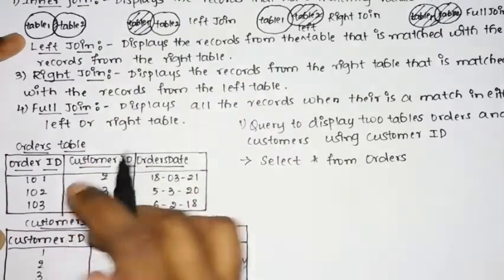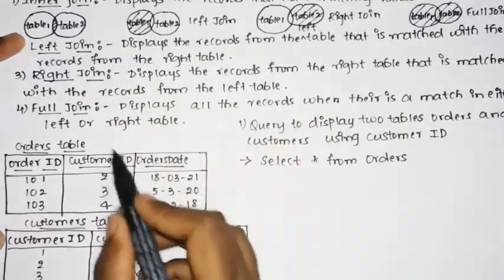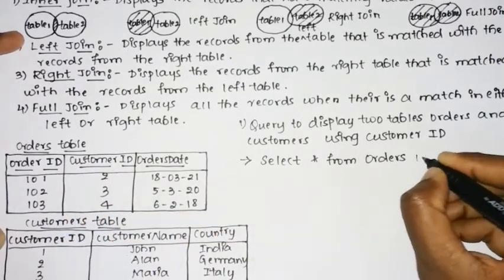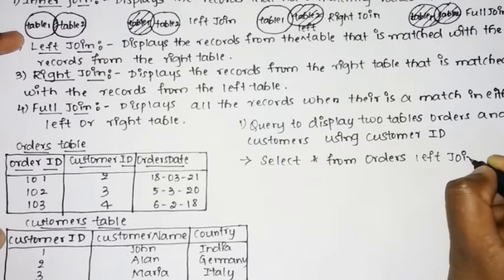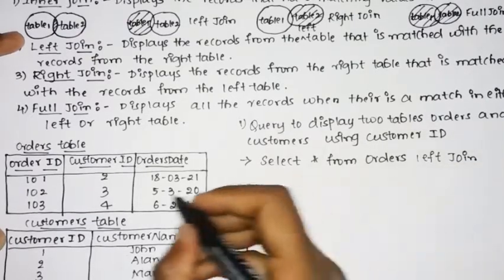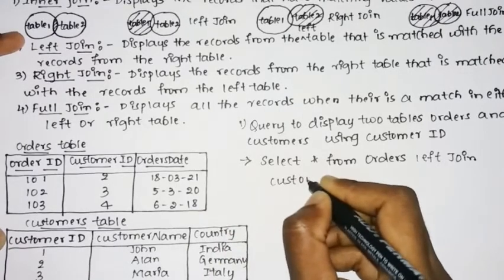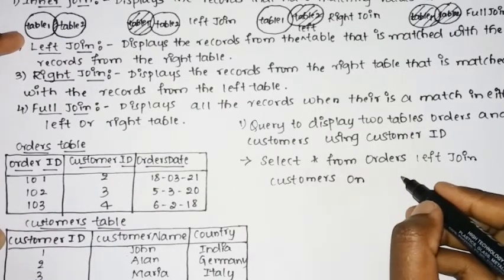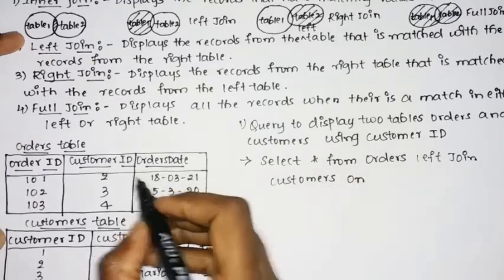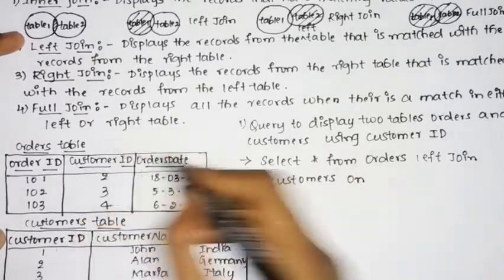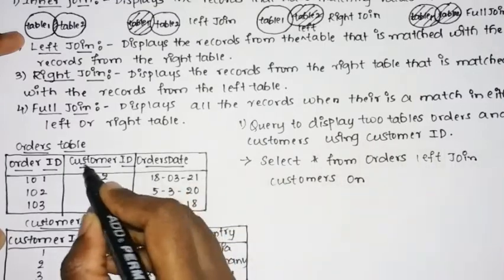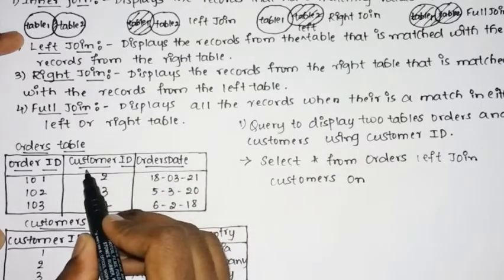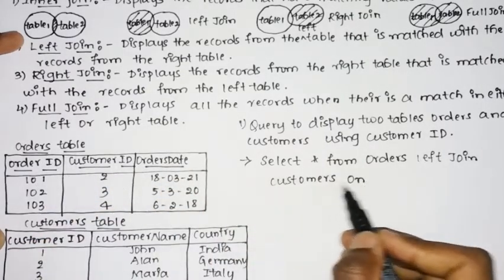So for that you can easily check, you can apply the left join to display the customer ID, that is the common column. So select star from orders, then after that left join customers, and we need to use a keyword, that is on. What you need to do is perform the left join on the particular column they have mentioned, that is customer ID. Because we have the same column, customer ID, in two different tables, here you need to perform the join.